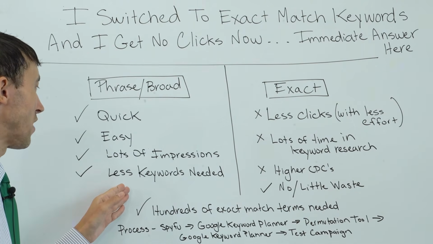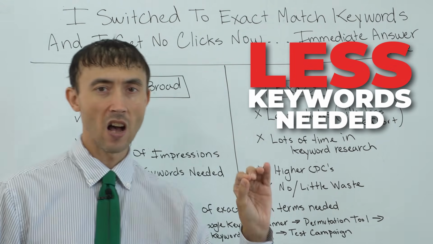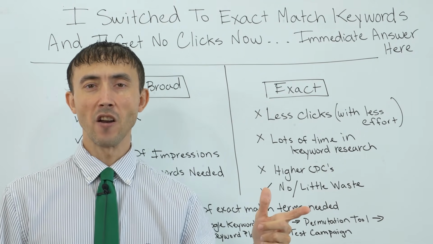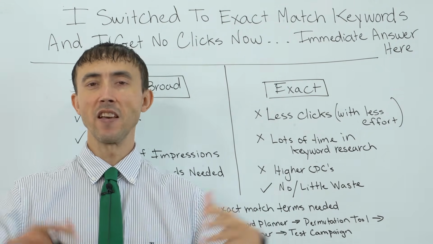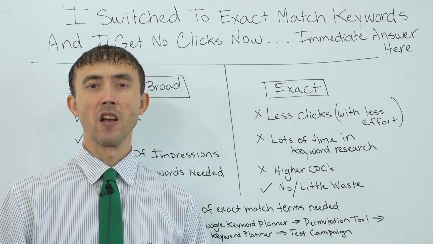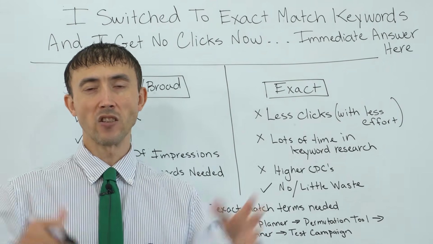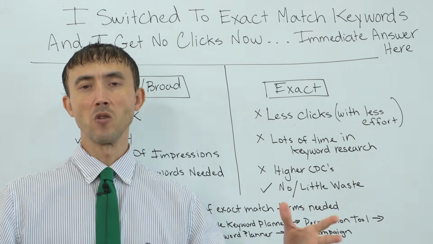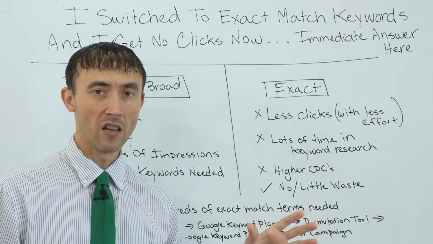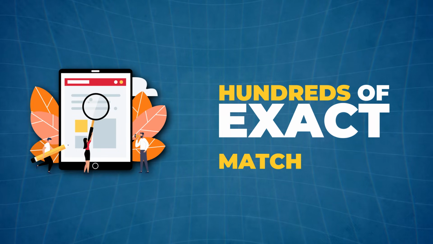Also, with broad match, there's less keywords needed, obviously. So they don't have to worry about setting up and finding 100 keywords to target. They only need 5 and they can get their budget spent with that. That said, again, the results aren't out there and your ad showing up for a bunch of stuff you don't want to actually have your ad show up for. What you do want to do instead is have hundreds, and I do mean literally hundreds of exact match keywords.